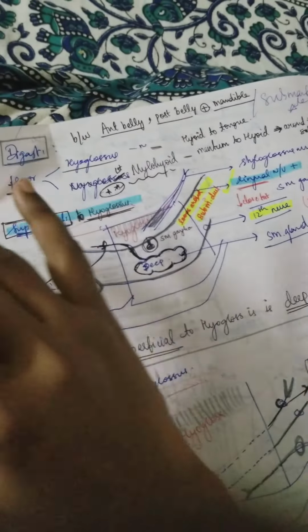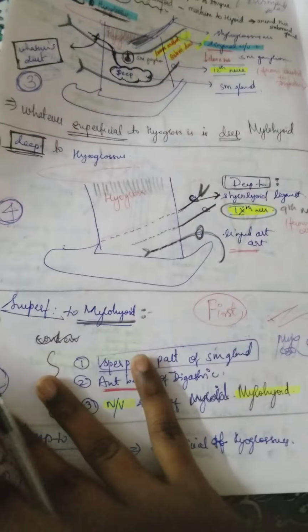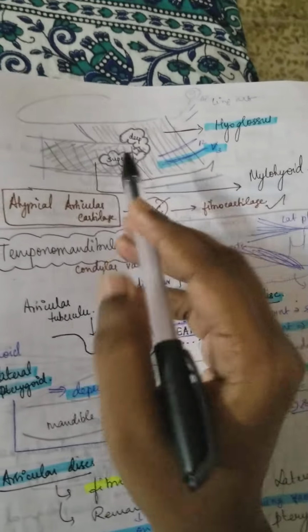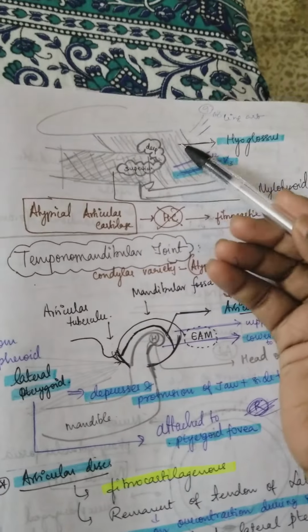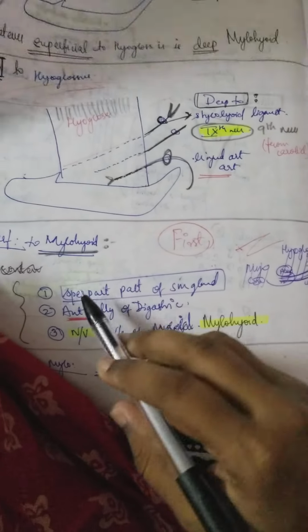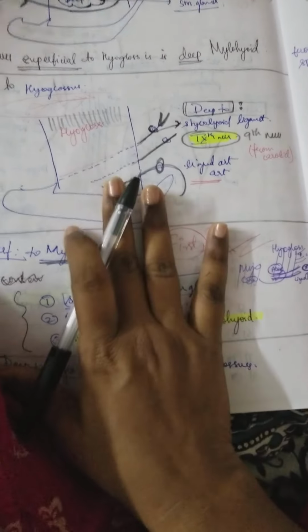So next is the digastric triangle. For the digastric triangle, from superficial to deep, I'm going to tell. So if this is the tongue, you have the submandibular region. You have the mylohyoid here, and deep to that you'll have hyoglossus. Now, superficial to mylohyoid, from the roof: the superficial part of the submandibular gland, the anterior belly of digastric, and the nerve and vessels of the mylohyoid. We're talking about the digastric triangle.